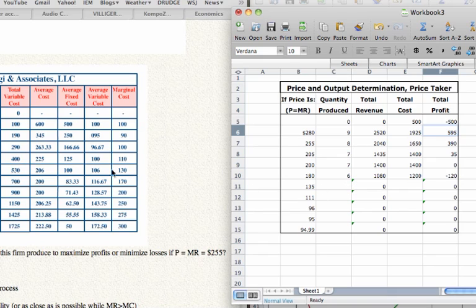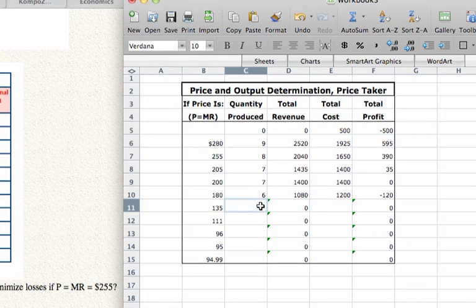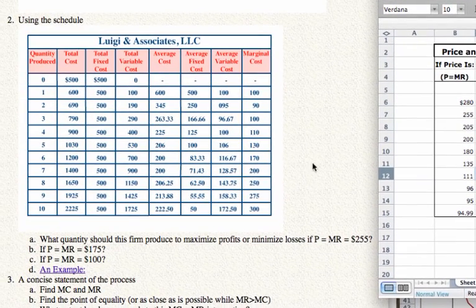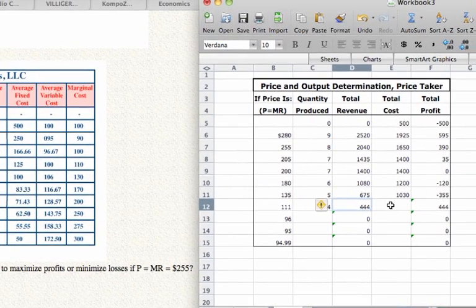If the price is $135, they will produce 5 units. It's getting a little tedious at this point. The total cost is $1030. And so their total loss is $355, still less than $500. At a price of $111, they'll produce 4 units. The total revenue will be that. The total cost of producing 4 units is $900. And their total loss will be $456.